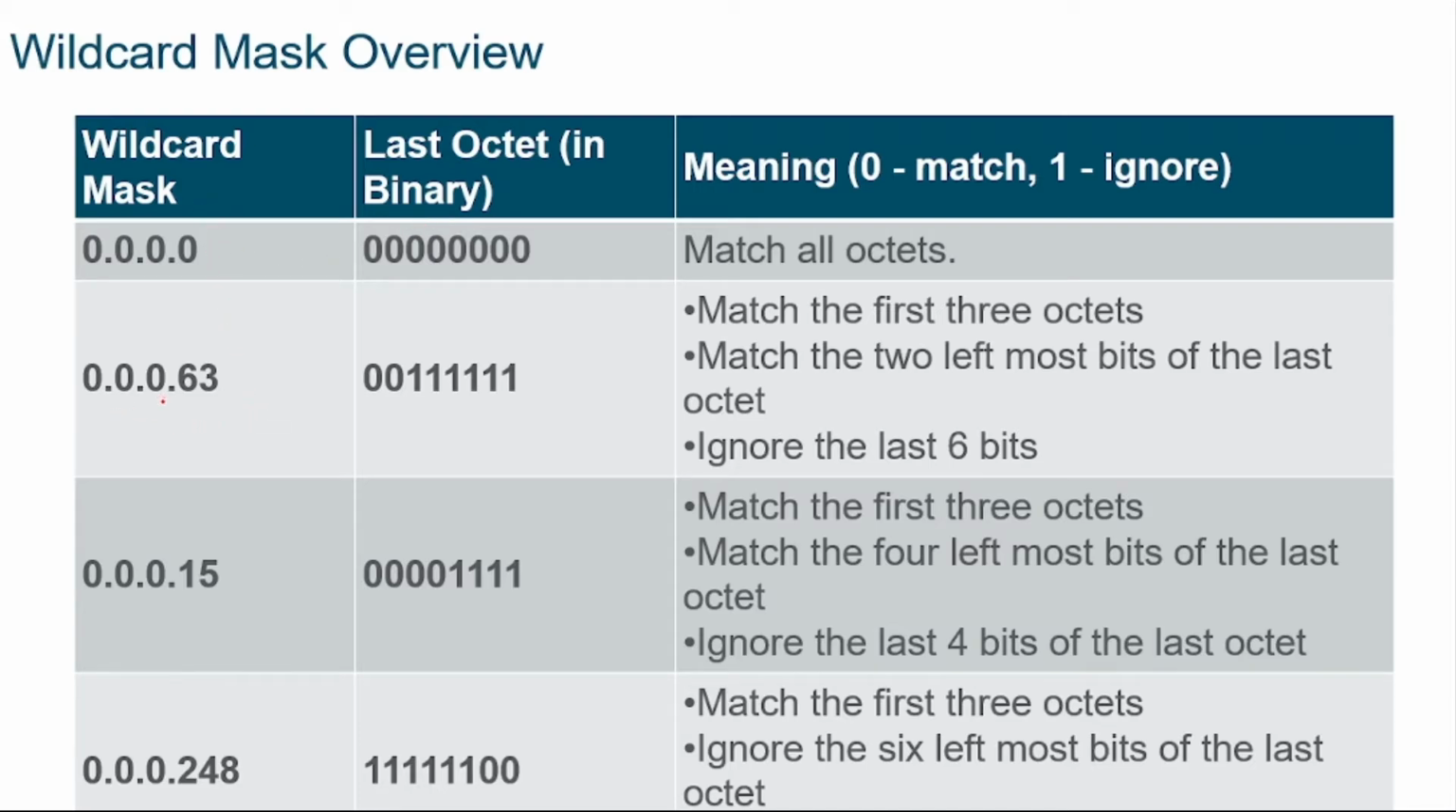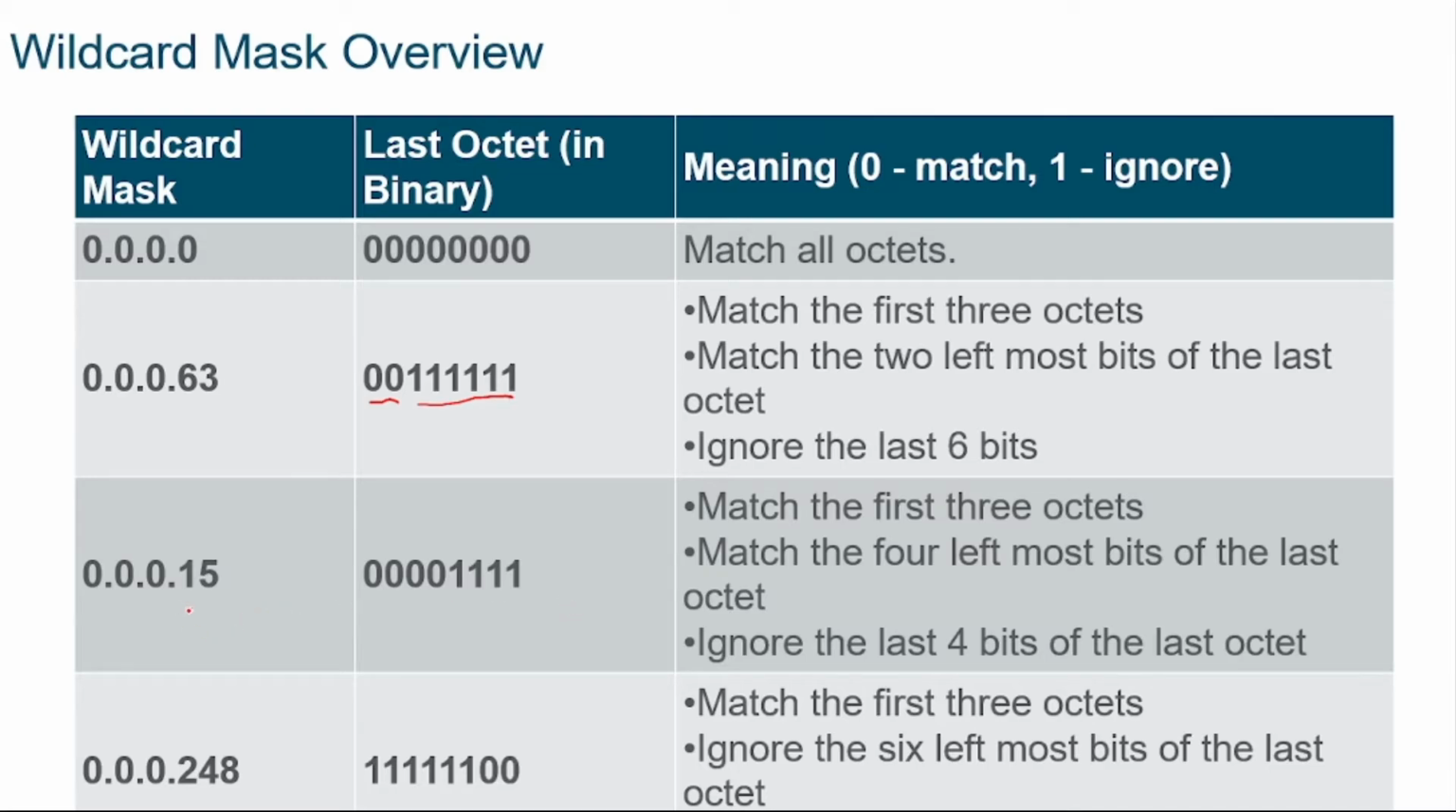For example, this 0.0.0.63, the first 3 octets must match because of 0. So that means the 3 octets of the IP address should match. And then 63, if converted into binary numbers, this is the equivalent. So that means the 00 here must match and 11 here is ignored.